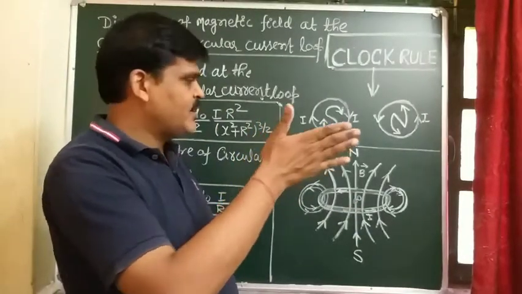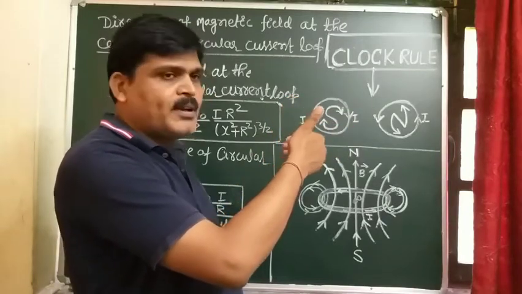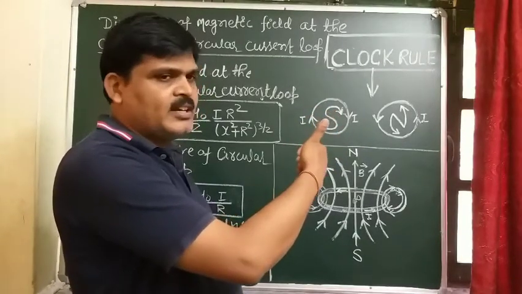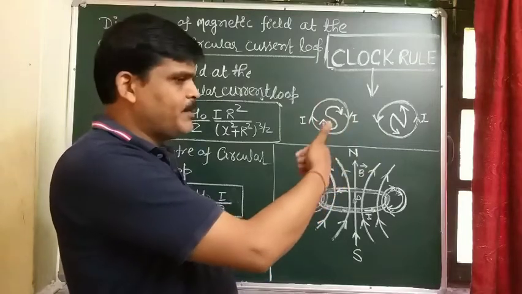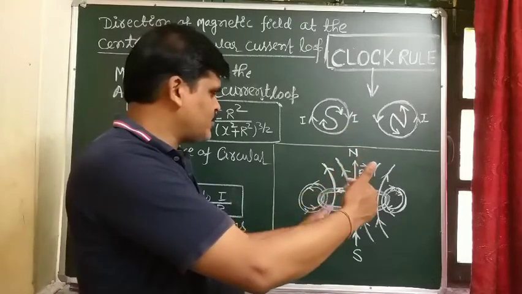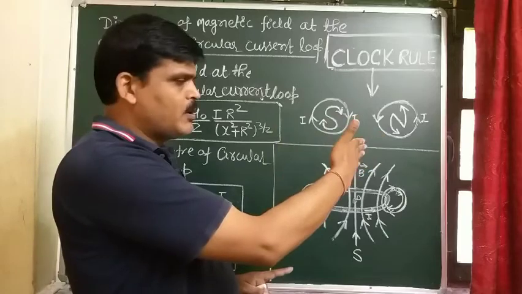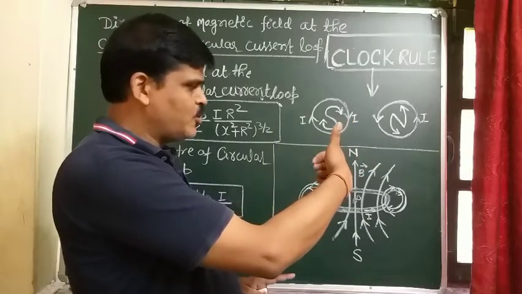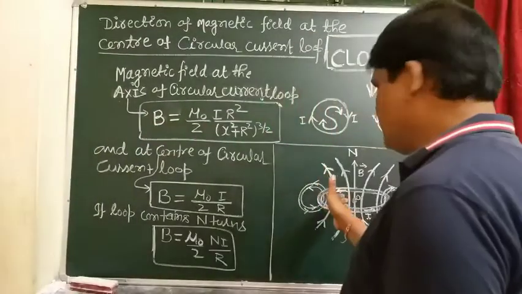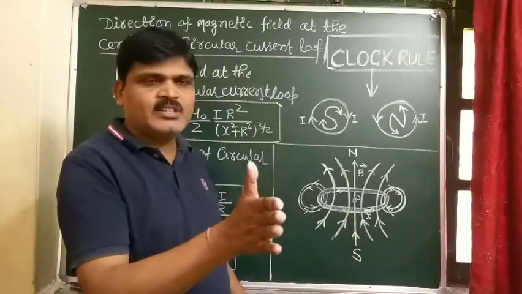And students, if you fold the fingers of your right hand in the direction of the flow of the current, it means the fingers show the flow of the current through the circular current loop, then the thumb will point in the direction of the magnetic field. So here, the current is flowing in the circular current loop in anti-clockwise direction.